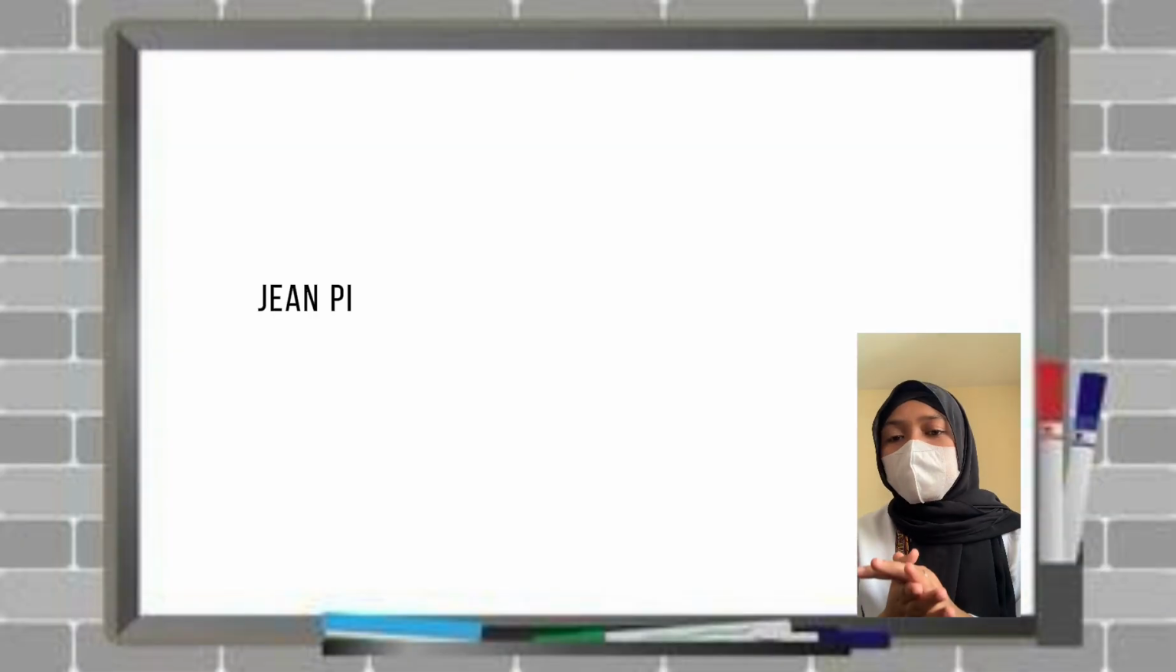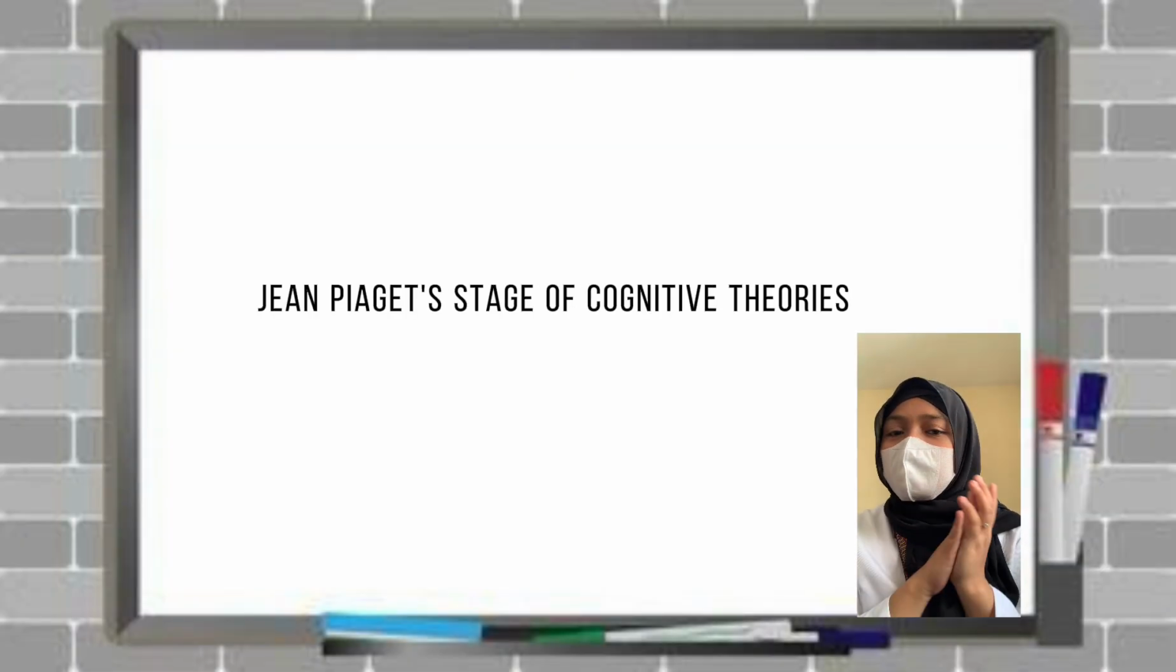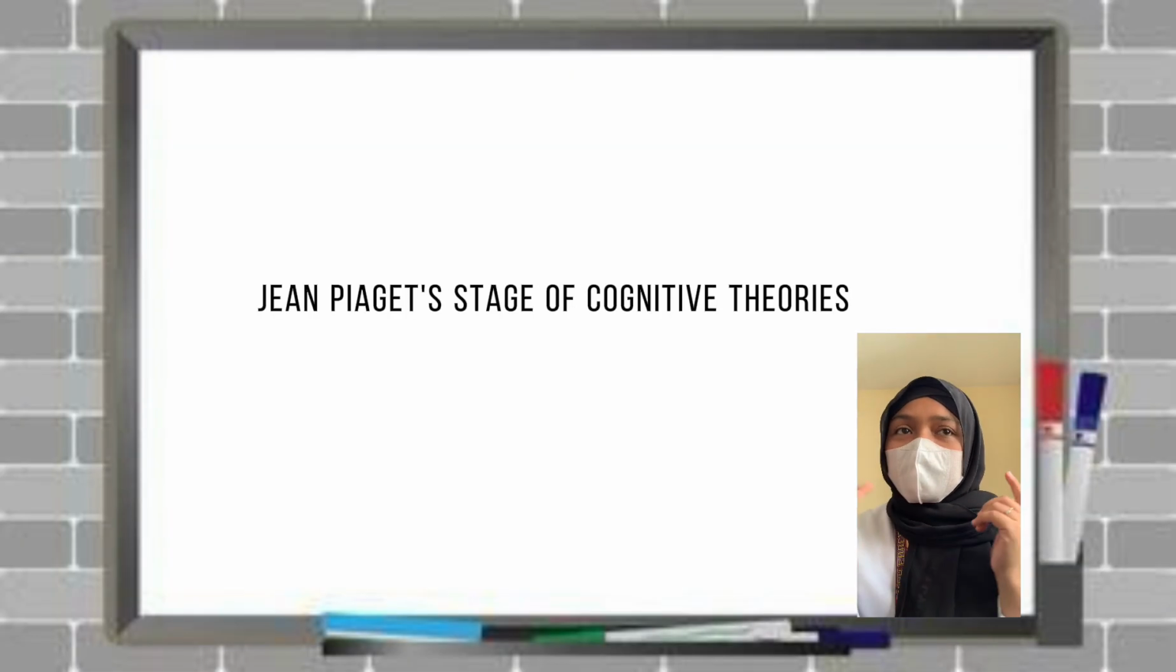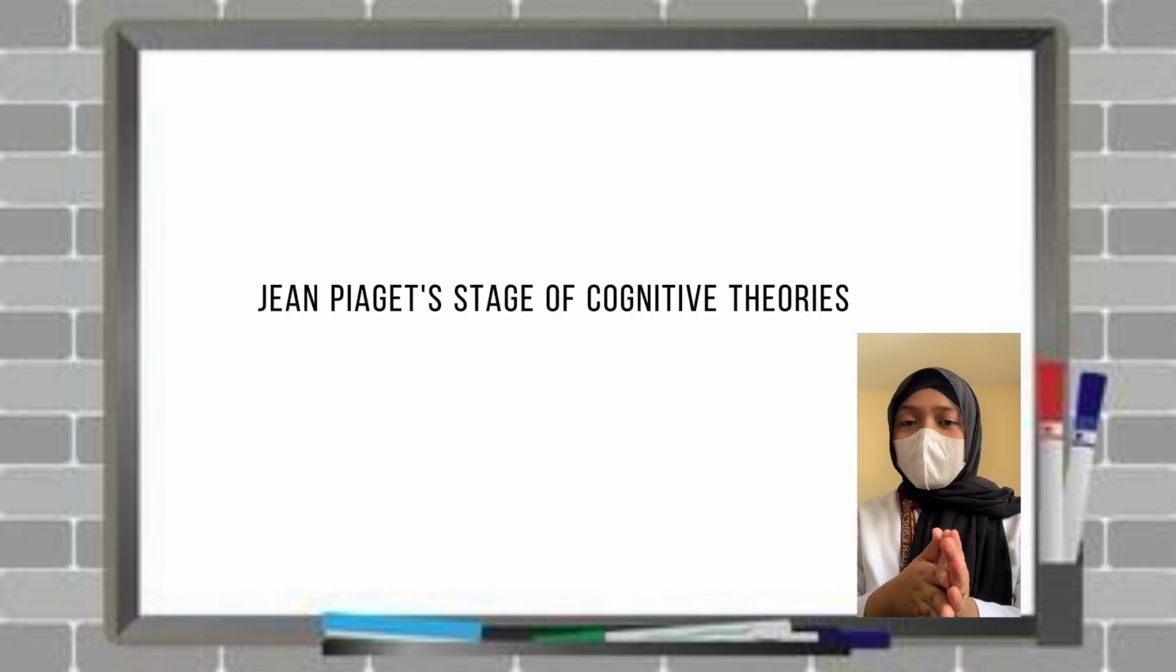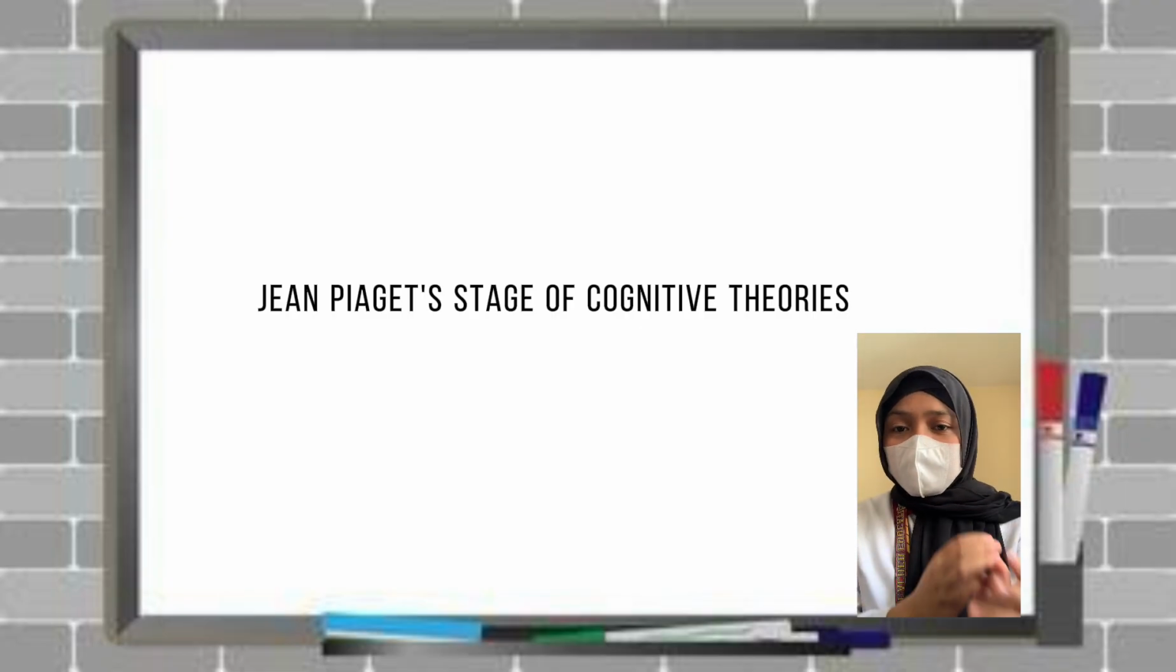Jean Piaget's cognitive theory. Piaget's theory focuses on how children develop thinking and understanding through four stages, which are sensorimotor, pre-operational, concrete operational, and formal operational. Each stage shows how a child's reasoning and knowledge grow with age and experiences.